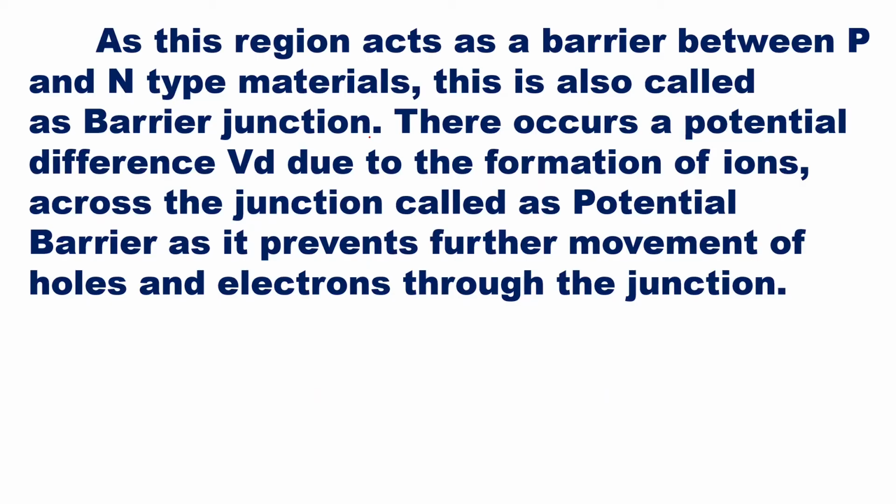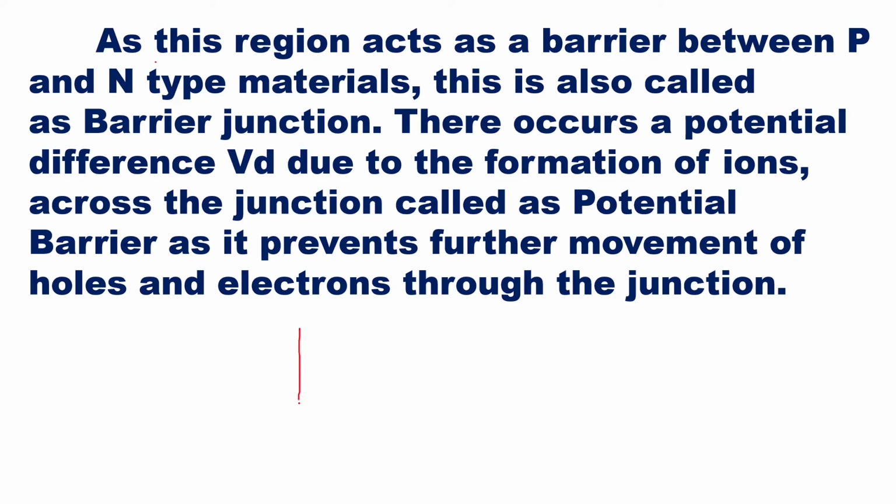Now as the region acts as a barrier, whatever we have shown at the depletion region, it will act as a barrier, that is, an opposite electric field. The electric field will oppose the movement of majority charge carriers. So as this region acts as a barrier between p and n type material, this is also called the barrier junction.